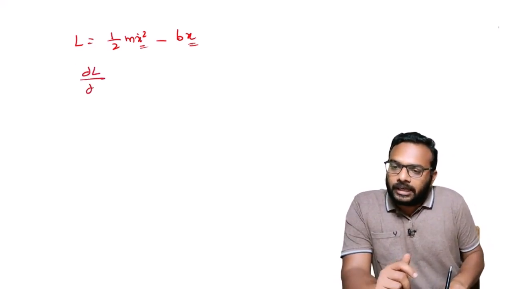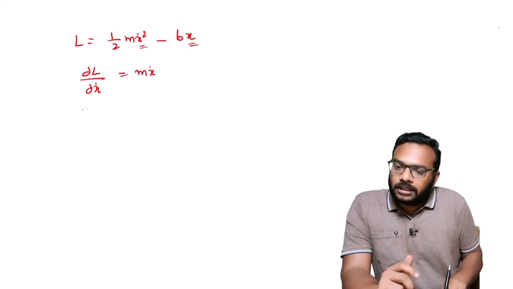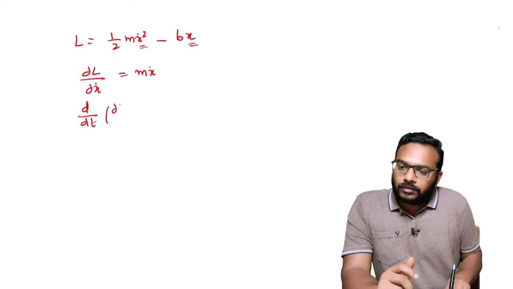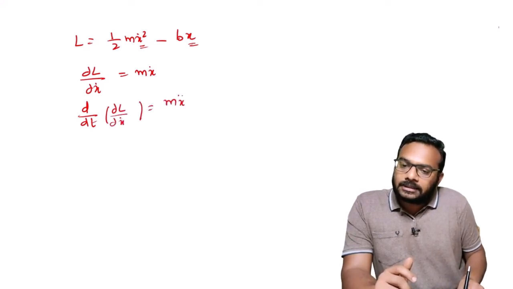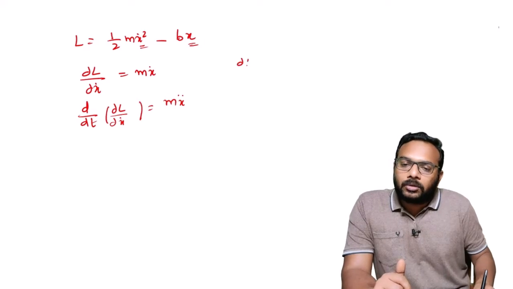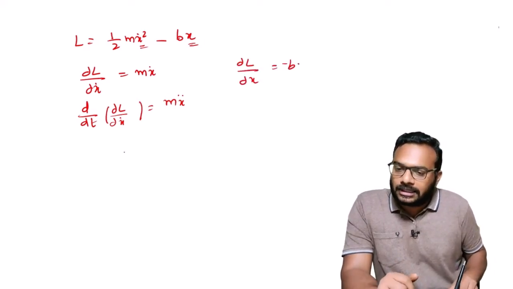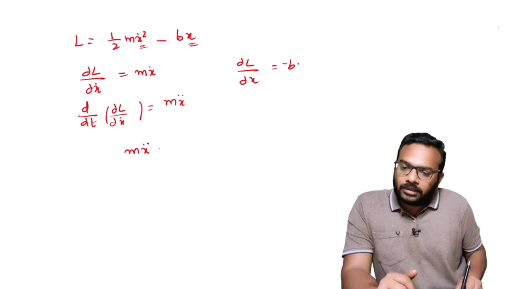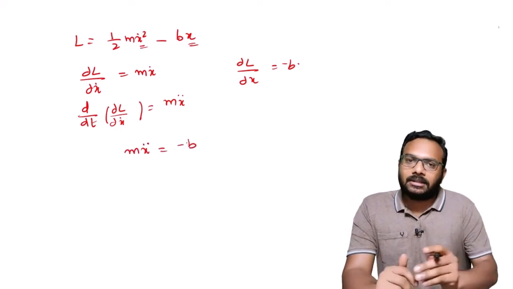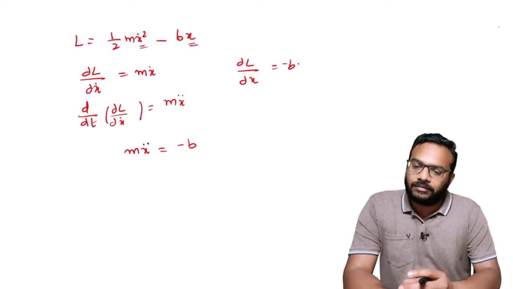So dou L by dou x dot is m x dot. d by dt of dou L by dou x dot is equal to m x double dot. And here you have dou L by dou x is equal to minus b. So what's our equation of motion? It's simply m x double dot is equal to minus b. That's our equation of motion. Now you see this is a second order differential equation for x. We just solve it.